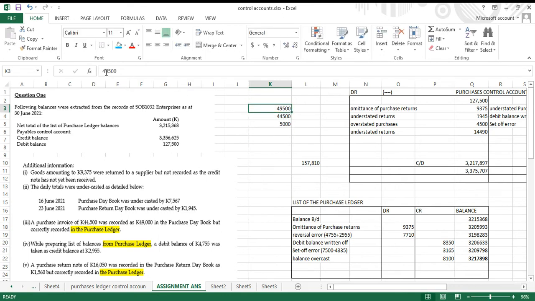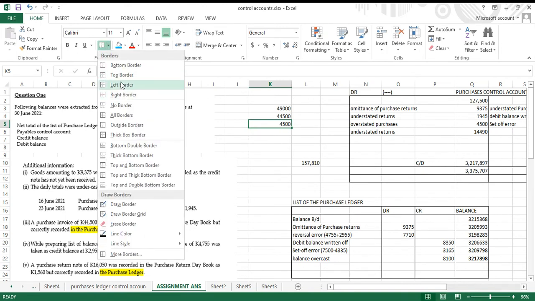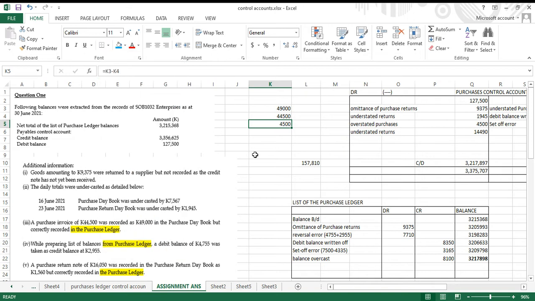Oh, not 49,500, 49,000 flat. 49,000 minus 44,500, we're going to get 4,500. All right. Get 4,500.